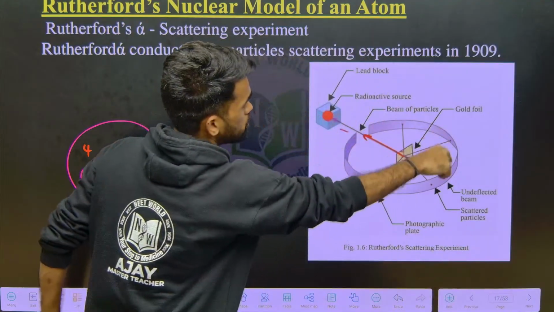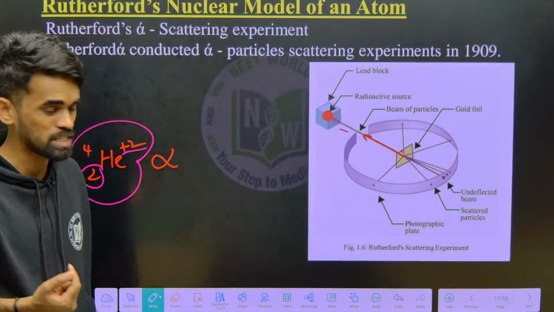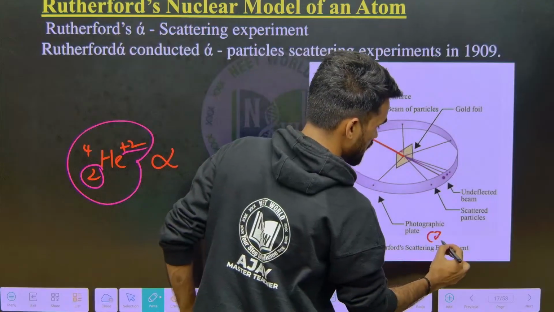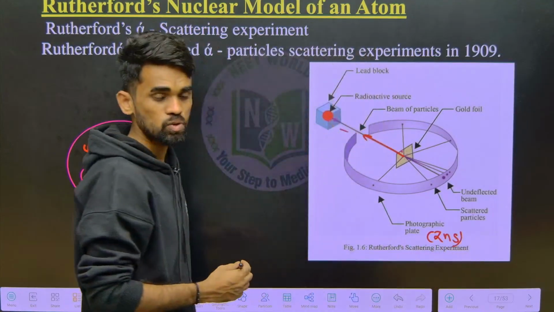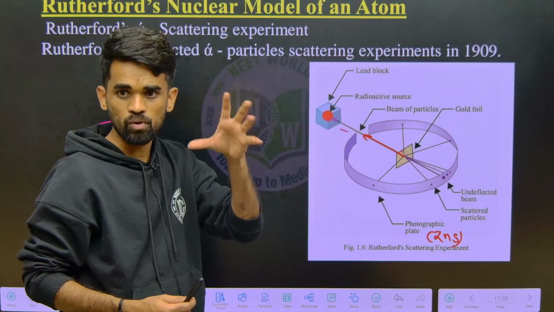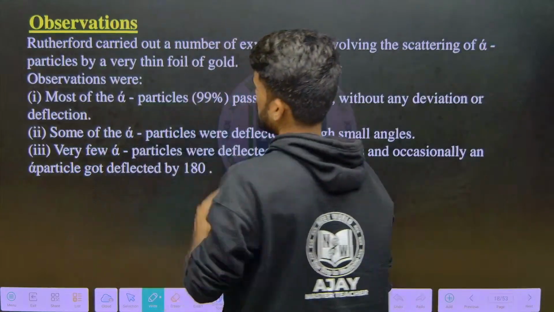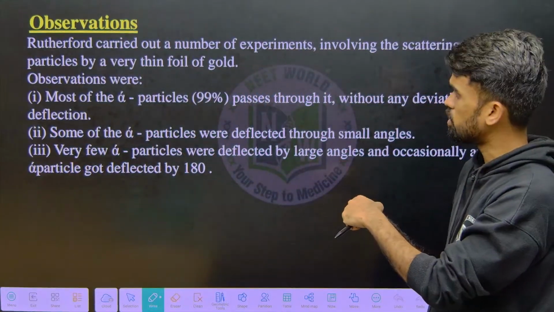Now how did he observe this? What is this extra boundary here? That is a photographic plate or fluorescent material, generally a zinc sulfide kind of material. When an alpha particle hits the surface, some fluorescence is observed. So these are the observations we made in that experiment.